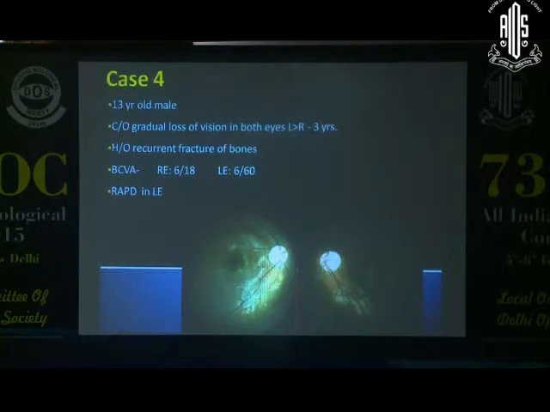This was a 13-year-old male with a complaint of gradual loss of vision in both the eyes, left more than right. There was history of recurrent fractures of bones, and on examination his vision in the right eye was 6/18, in the left eye it was 6/60. There was RAPD in the left eye, and on fundus examination both eyes had severe significant pallor.